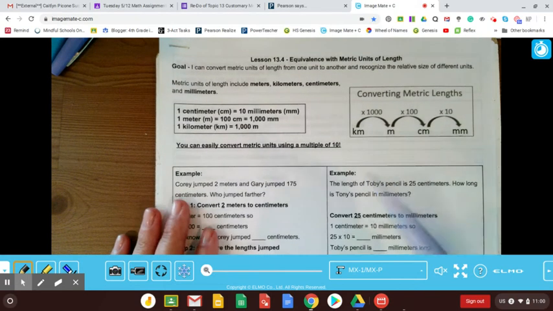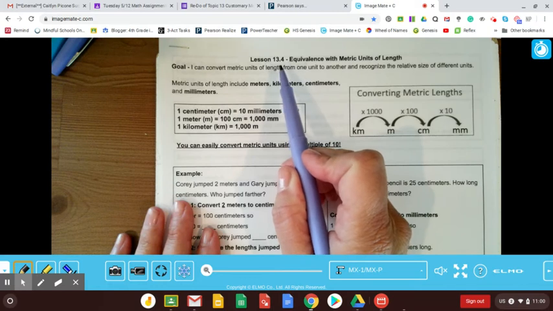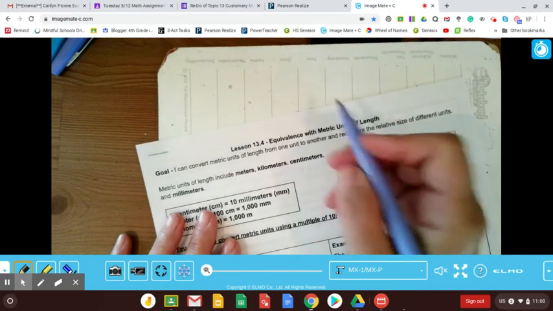Today, we're going to be talking about metric measurement. Today, we're doing lesson 13.4, and we're going to be exploring metric units of length.